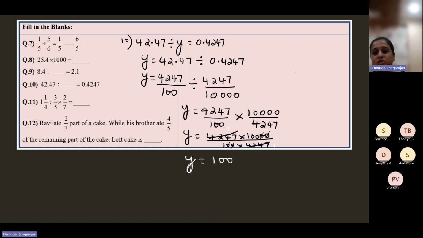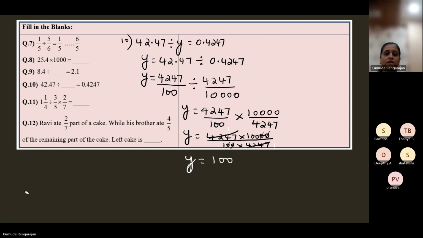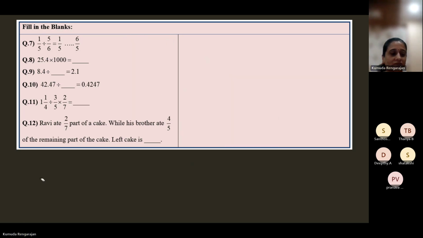Okay, answer this question, Santosh. Write this number as a fraction. After the decimal point, how many numbers? One number. Then, ma'am, 21115 by 10. Very good. Thank you. Yes, you are right. I'll just work this again so that you can hear it again and it looks easier.